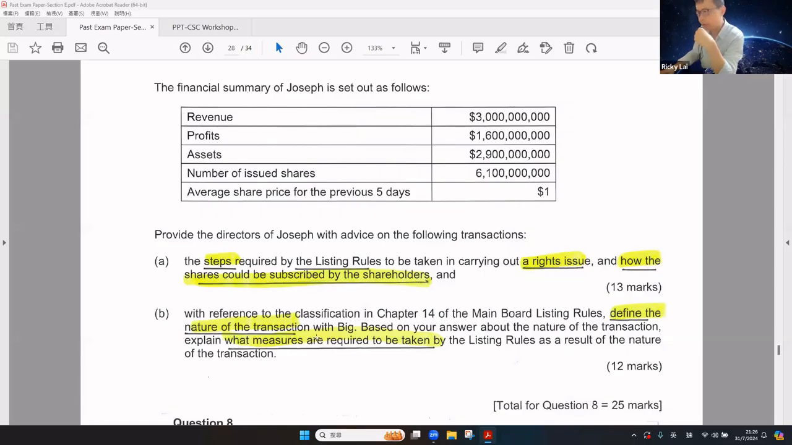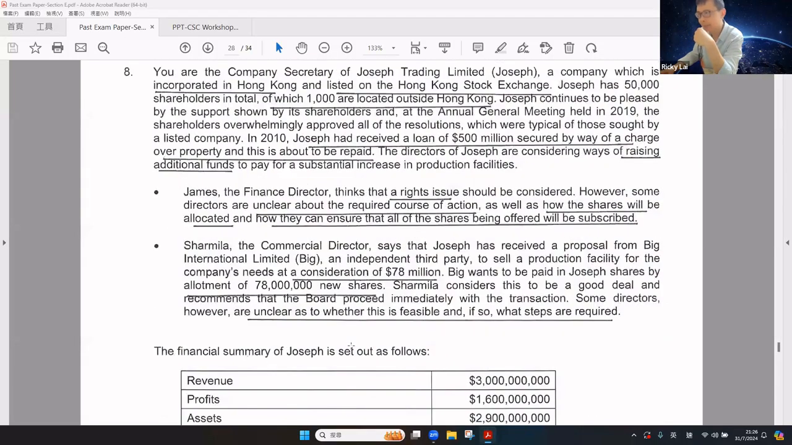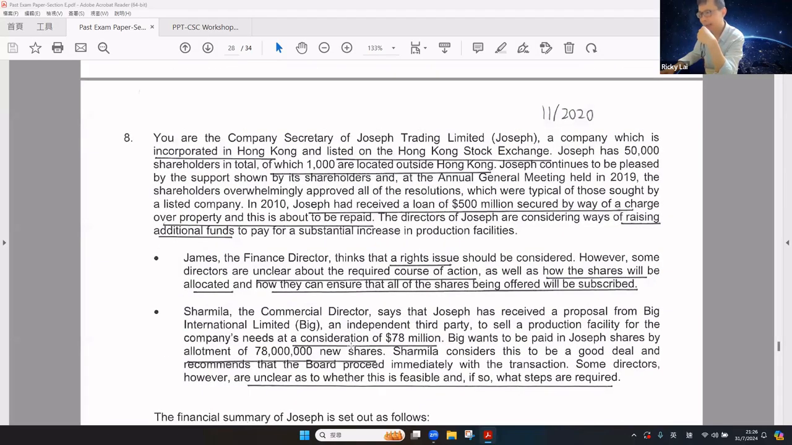Define the nature of the transaction. And based on your answer on the nature of the transaction, what measures are required to be taken by the listing rule as a result of this nature? Meaning to say, please calculate the size test. Okay, so this question is very practical. And please also take a look at all the scenarios.